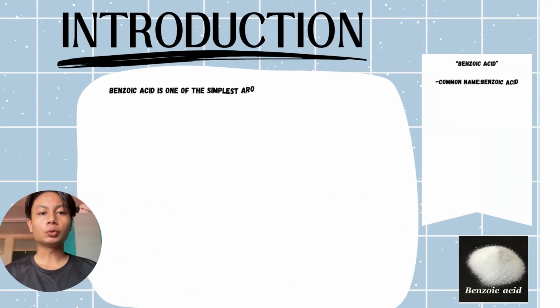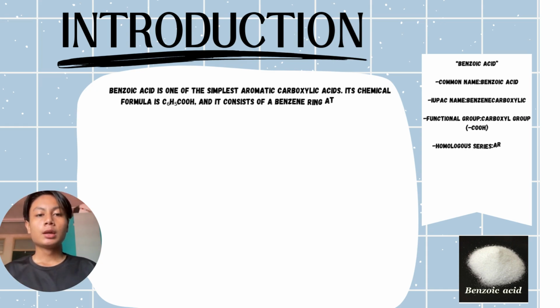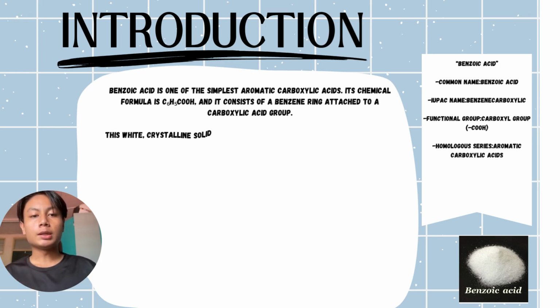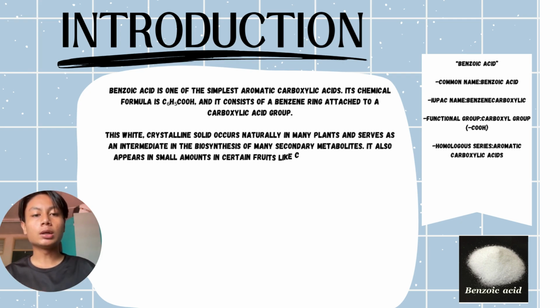Hello and welcome. Today we're going to take a quick look at an important organic compound, benzoic acid. Benzoic acid is one of the simplest aromatic carboxylic acids. Its chemical formula is C6H5COOH and it consists of a benzene ring attached to a carboxylic acid group.